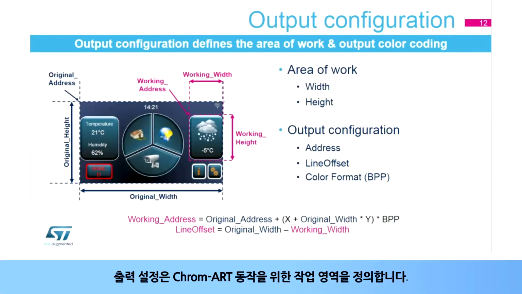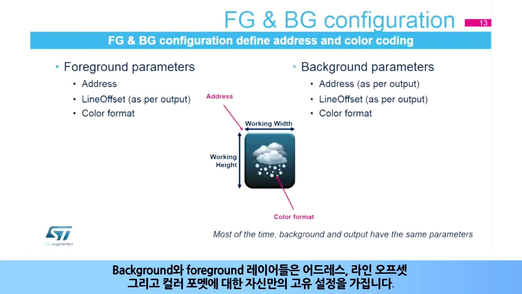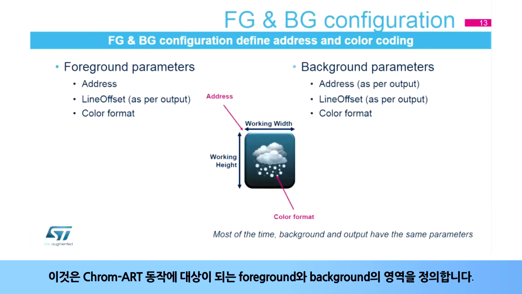The output configuration defines the working area for the ChromART operation. The address and the line offset parameters are used to select which sub-area of the output is concerned. The background and foreground layers have their own configuration for address, line offset, and color format. This defines which area of the foreground and background layers are targeted by the ChromART operations.